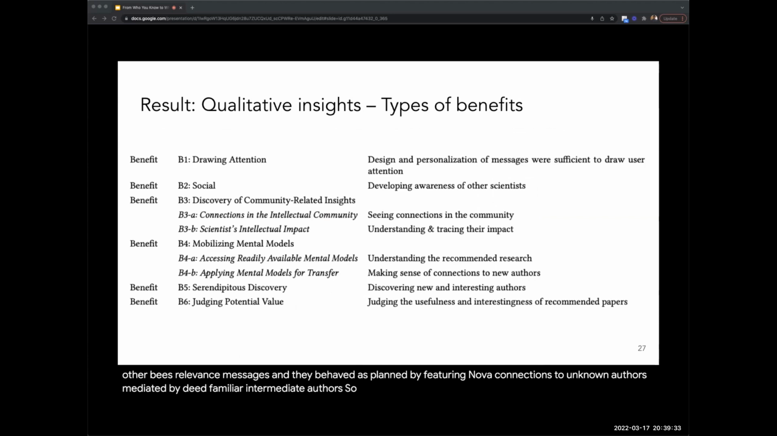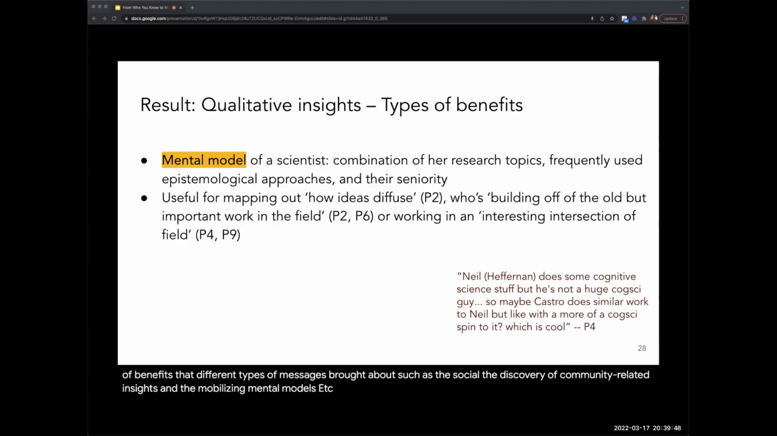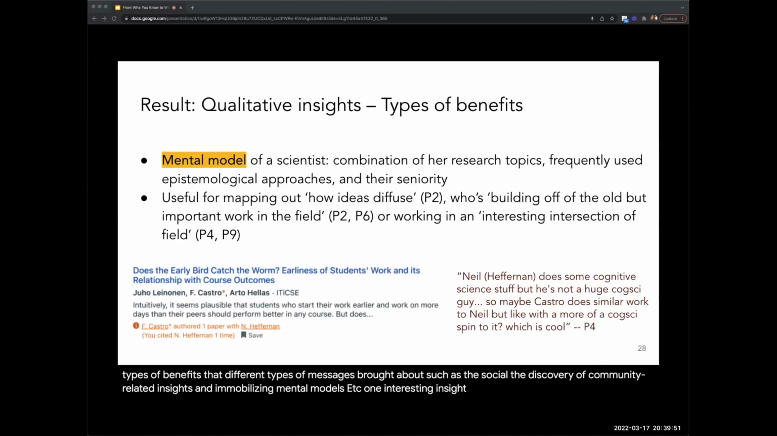We also uncovered qualitative insights. First, there were 6 different types of benefits that different types of messages brought about, such as the social, the discovery of community-related insights, and the mobilizing mental models, etc. One interesting insight into the benefit of these messages had to do with the notion of the mental model of a scientist. And such mental models were perceived as useful for mapping out how ideas diffuse or who's building off of the old but important work in the field.